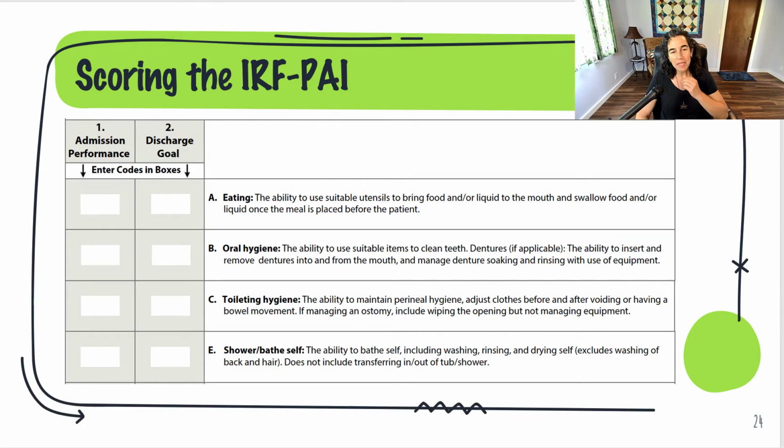And this is a sample of the scoring form, and you can see again that there's the performance at admission and the discharge goal. So again, where are they supposed to be at discharge and how well did they meet that goal? If you look in the right-hand column, you'll see that it has to do with eating, oral hygiene, toileting hygiene, and showering and bathing.